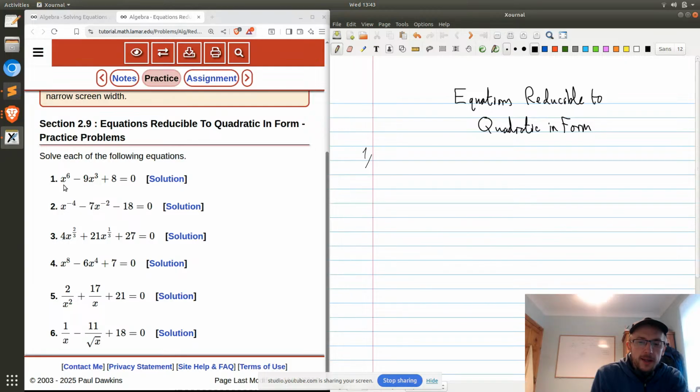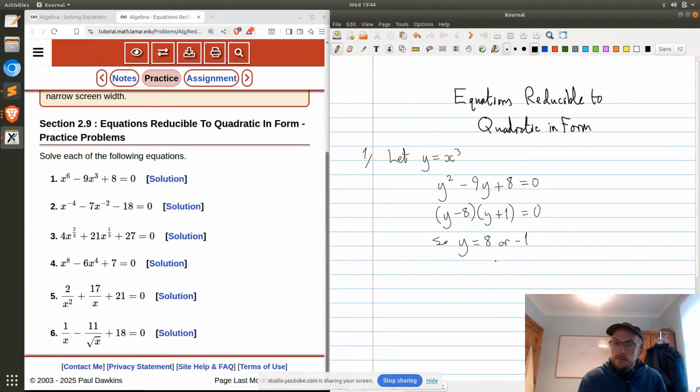Notice that I could just replace x cubed with y. Then this becomes equivalent to solving y squared take 9y plus 8 equals 0, which is the following. So y would be equal to 8 or negative 1. But you're not allowed to say that because this is your own made-up variable. So you have to translate it back. So that means that x cubed is 8 or negative 1. And if x cubed is 8 or negative 1, then x is 2 or negative 1. Isn't that right?